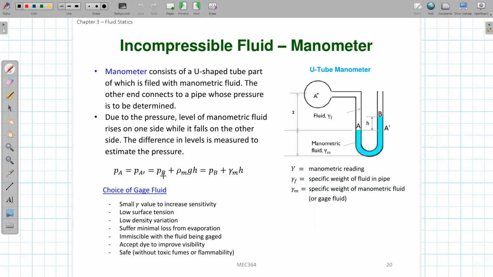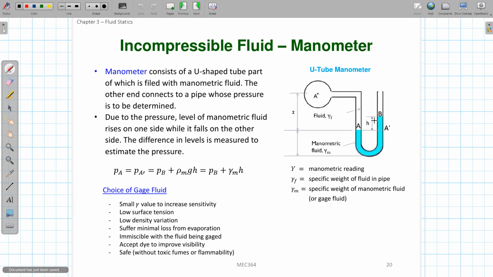In most cases, it will be 1 atmosphere plus this rho g h, where rho is the density of this manometric fluid, g is the gravity, and h is the height difference. Because PA equals PA prime, and PA prime equals PB plus rho m g h, we can measure the pressure for this gas A by using PB, the atmosphere pressure, plus rho m times g times h.